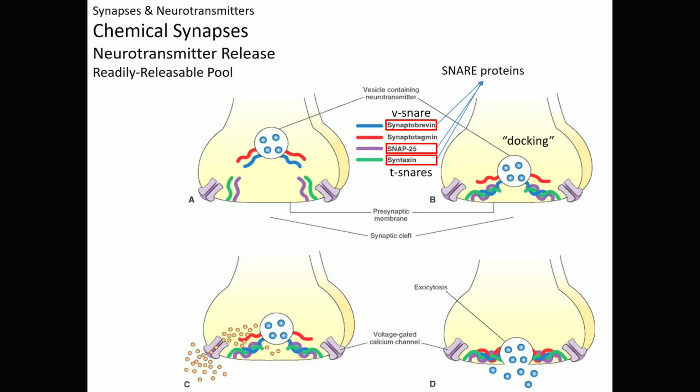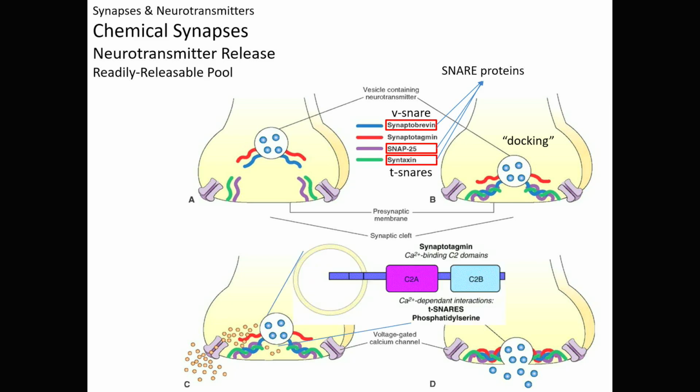Now, when the voltage-gated calcium channel gets triggered to open, and we've already established that will allow calcium to enter into the axon terminal, this is where synaptotagmin comes in, because synaptotagmin actually has two calcium binding domains in its structure. And so when calcium comes into the axon terminal, the calcium binds to those two calcium binding domains, and then at that point, synaptotagmin now has an affinity for two things it did not have an affinity for previously.